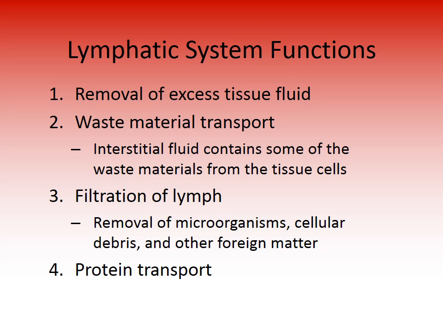Waste material transport: interstitial fluid contains some of the waste materials from tissue cell metabolism, so we'll find that being transported in the lymphatic system as well. Filtration of lymph: removal of microorganisms, cellular debris, and other foreign materials. We mentioned that happens within the lymph node, thanks to macrophages that are just in there waiting to do their job, and it also helps transport proteins.